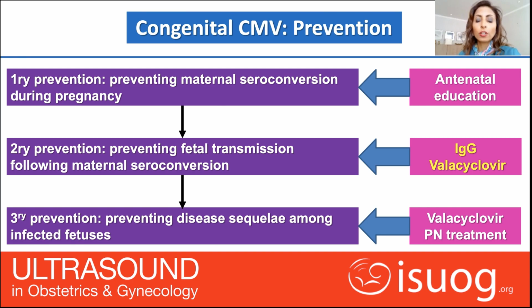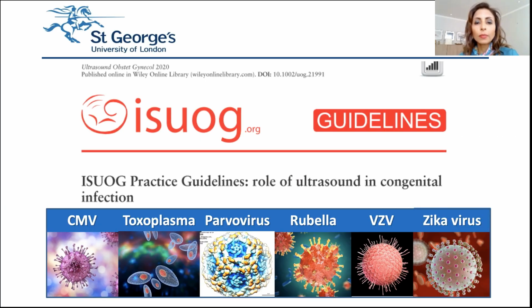And for tertiary prevention, once the fetal infection is confirmed and there is some evidence of mild abnormalities, the use of valacyclovir could potentially be beneficial in reducing the risk of symptomatic disease. And we do have evidence from a randomized controlled trial on the value of giving postnatal treatment with ganciclovir to reduce the sequelae. So I'm going to stop here, but this is a flavor of the content of the ISUOG guideline on congenital infection.